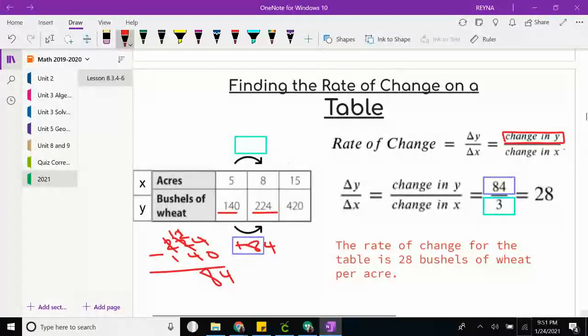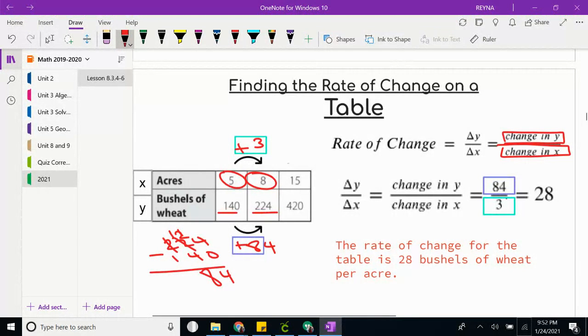Okay, now we have to check our change in our x. Our x went from 5 to 8. We also know this increased. How much did this increase by? We can count it on our fingers. 5, 6, 7, 8. So this increased by 3.